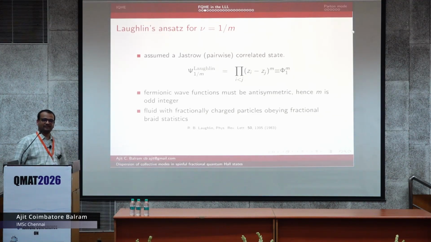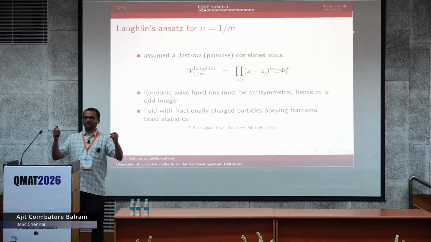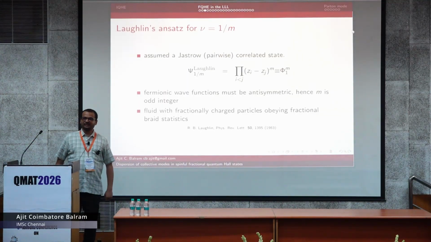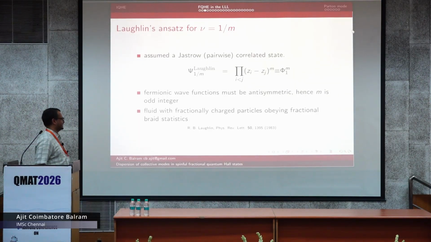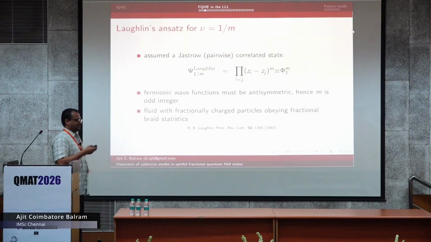And then Arovas, Schrieffer and Wilczek showed that this fluid is even more exotic, that if you take 2 of these particles, 2 of these Laughlin quasi-holes and braid one around the other, then you pick up a phase which is like 2 pi by m. So you get fractional statistics in the problem. So this is all about the ground state and charged excitation.